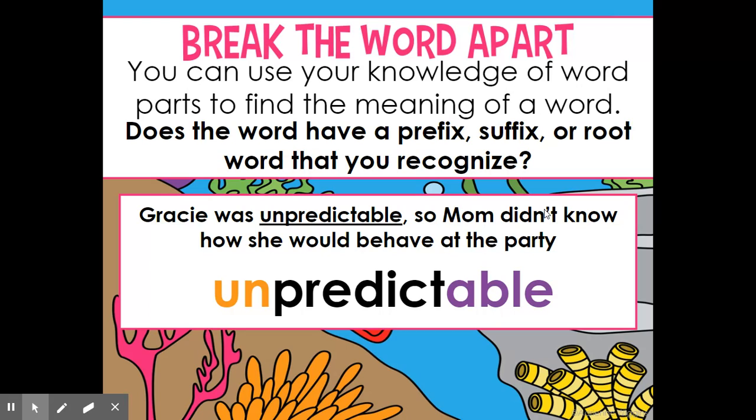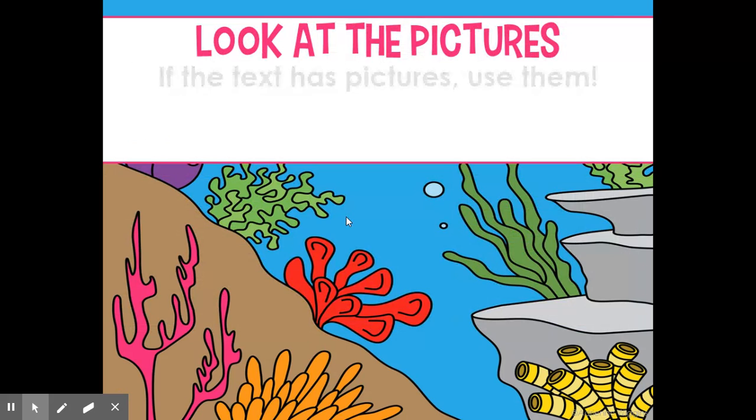All right, there we go. Not is in yellow, able is in purple, and that means to be able to. And then you have the base word or the root word, predict. All right, you can also look at the pictures.